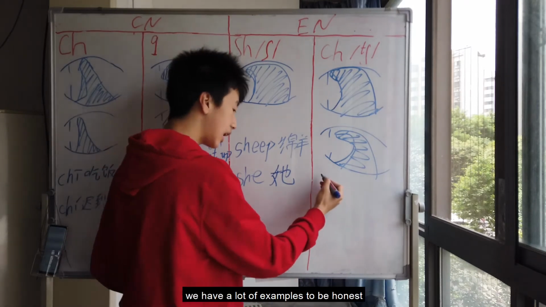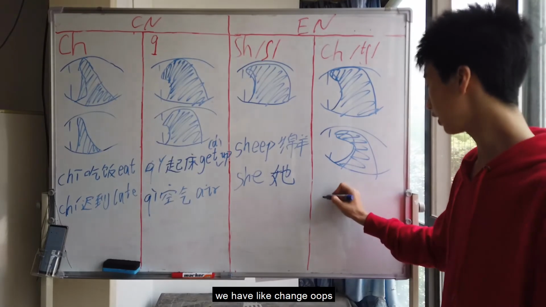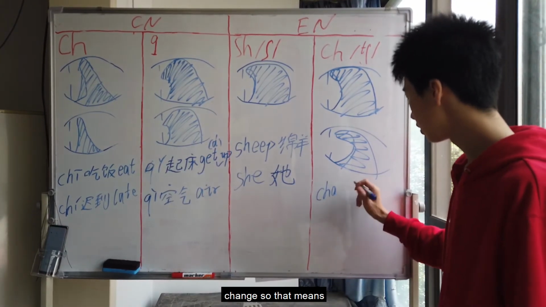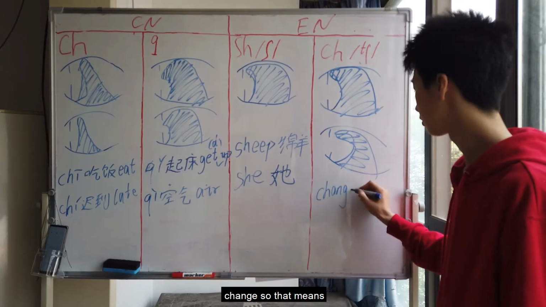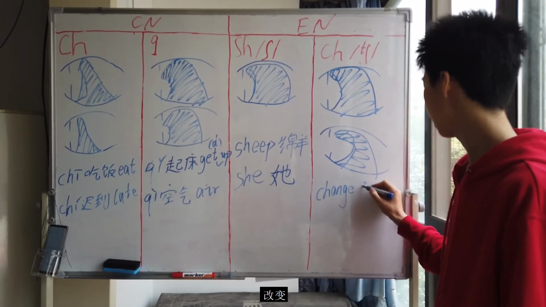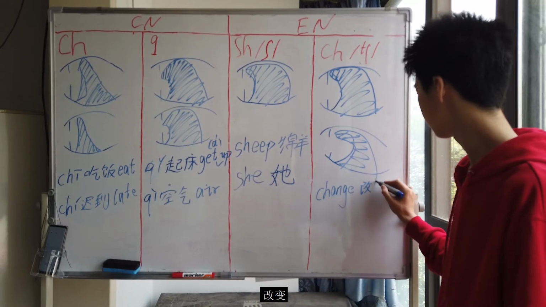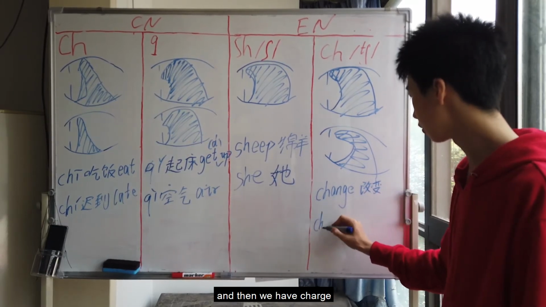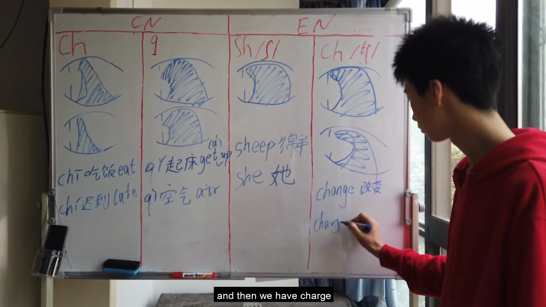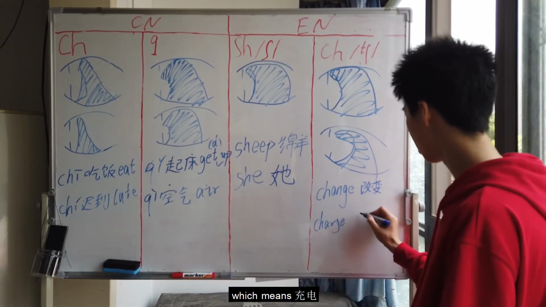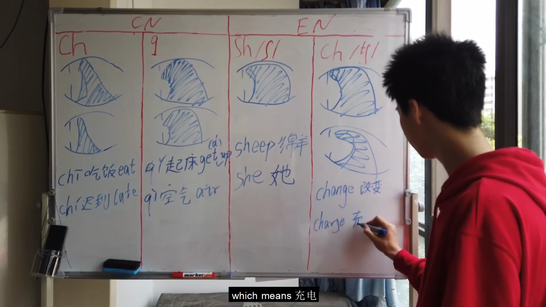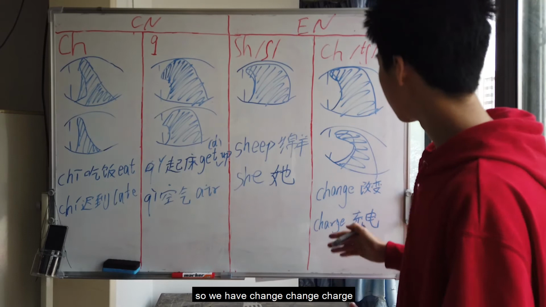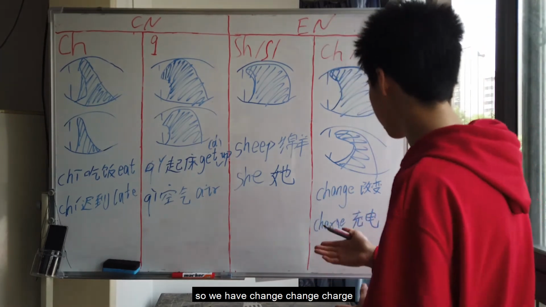We have a lot of examples, to be honest. We have like change. Change. So that means 改变. And then we have charge, which means 充电. So we have change, charge.